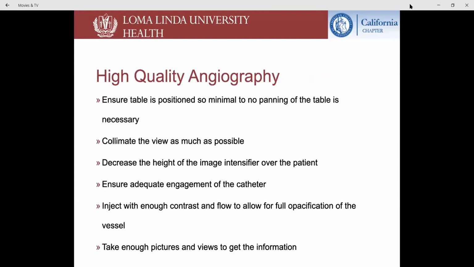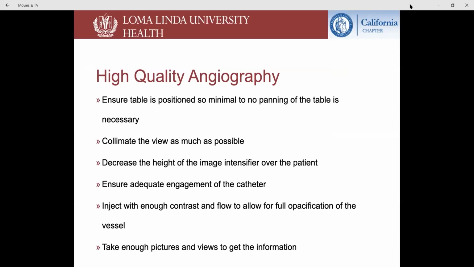In all of your diagnostic angiograms, strive to always provide the highest quality angiogram you can in order to make the best diagnostic and therapeutic decisions for the patient. Some tips to achieve this are as follows. You want to ensure the table is positioned before you do your cine angiography so that minimal to no panning of the table is necessary. You want to collimate the view as much as possible without having to pan to get the whole anatomy into it. You want to decrease the height of the image intensifier over the patient. You want to ensure adequate engagement of the catheter so it doesn't blow out when you try to inject.